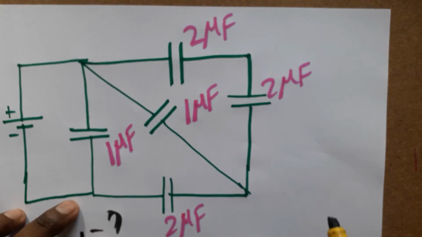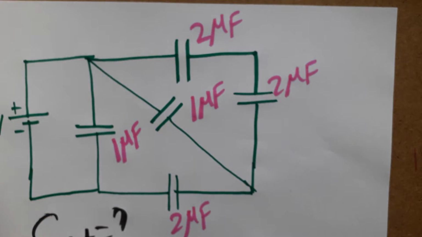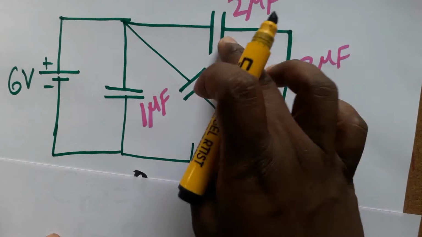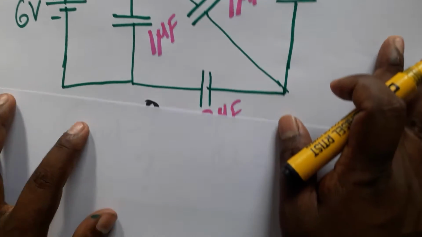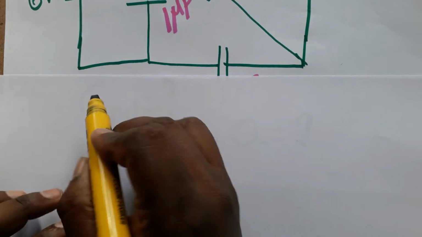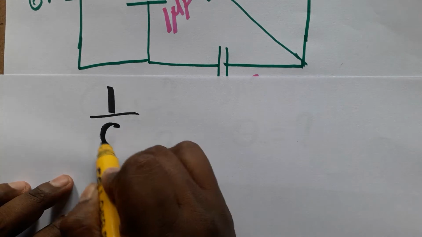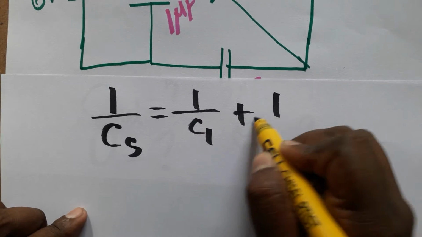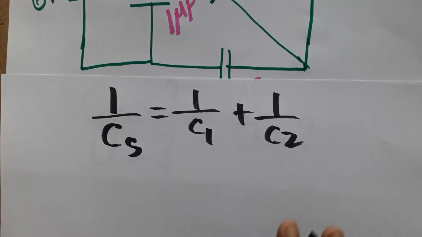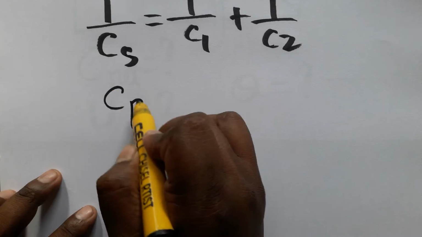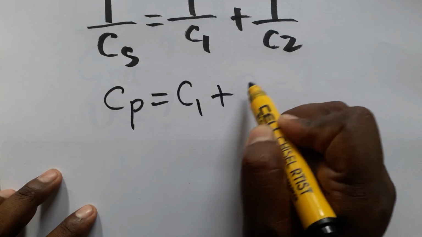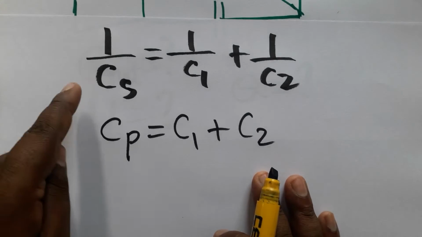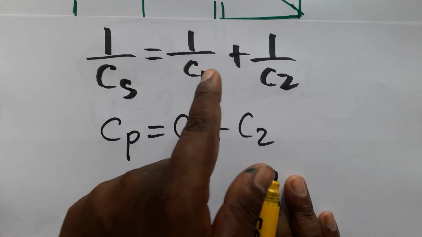So we need to know how to solve series and parallel. First, here the capacitors are connected in a mixed way, in series and parallel. First I'm going to teach you the formula for capacitance in series: 1 by Cs equals 1 by C1 plus 1 by C2. In the case of parallel, Cp is equal to C1 plus C2. Parallel is C1 plus C2, and series is 1 by Cs equals 1 by C1 plus 1 by C2.